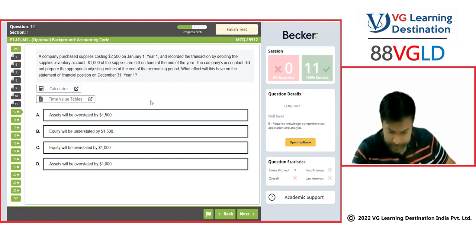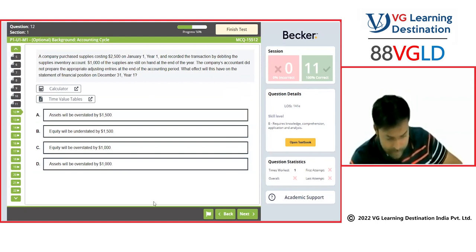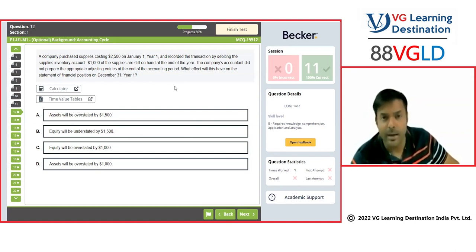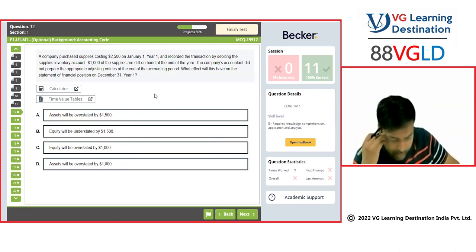Okay, let's see. The company purchased supplies of 2500 on 1st January and recorded the transaction by debiting the supplies inventory account. 1000 of the supplies are still on hand at the end of the year. You purchased and debited the inventory, and some inventory is still with you. The company's accountant did not prepare the appropriate adjusting entry at the end of the period. What effect will this have on the statement of financial position? What should actually be appearing in the balance sheet in that case? What effect will it have?